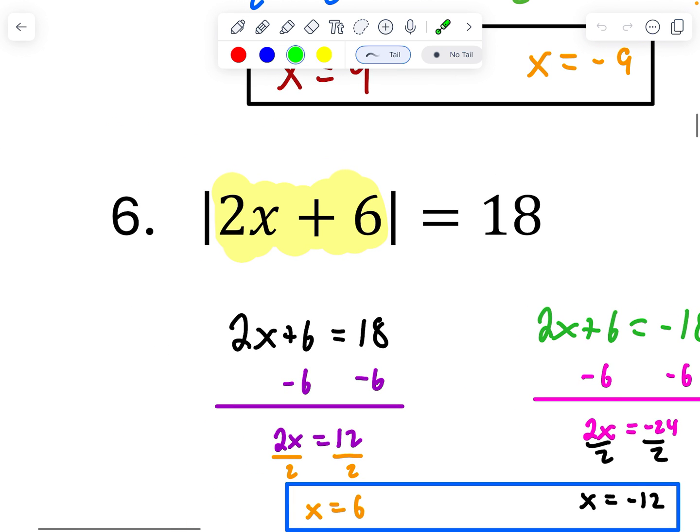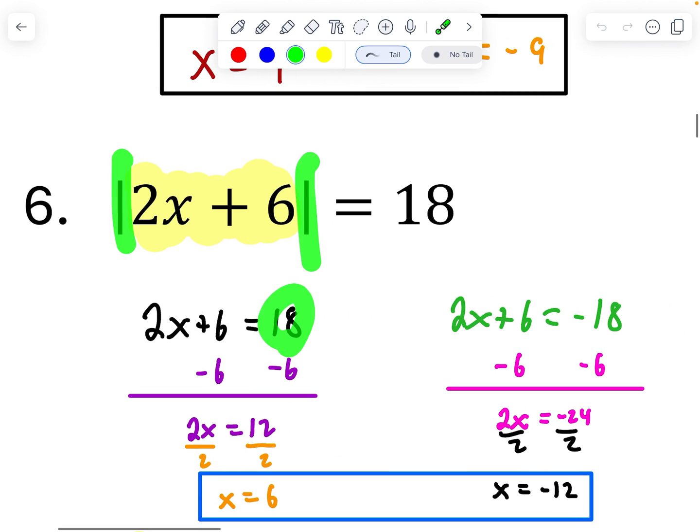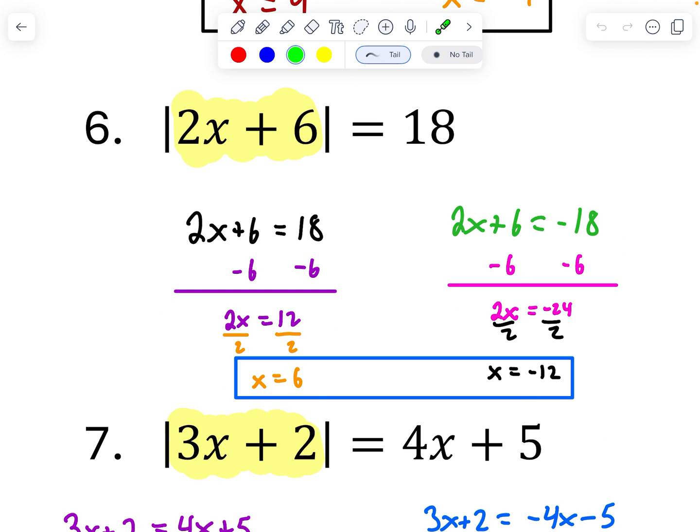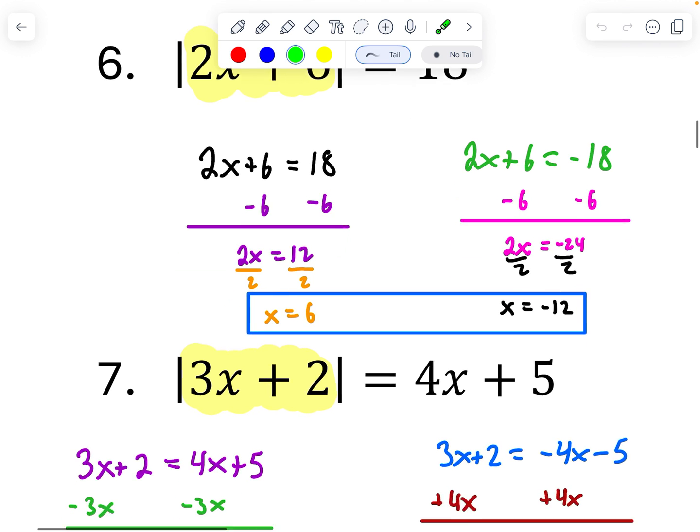On number 6 here, once again, this number has to be either 18 or negative 18 to be 18 away from 0. Remember, how far from 0? You're either 18 away from 0, which means you're 18 to the right, or 18 to the left. That's all this means. So you set up your two equations. I'll let you look at the steps, but you can see how we get x equals 6 and x equals negative 12. Two completely different numbers.